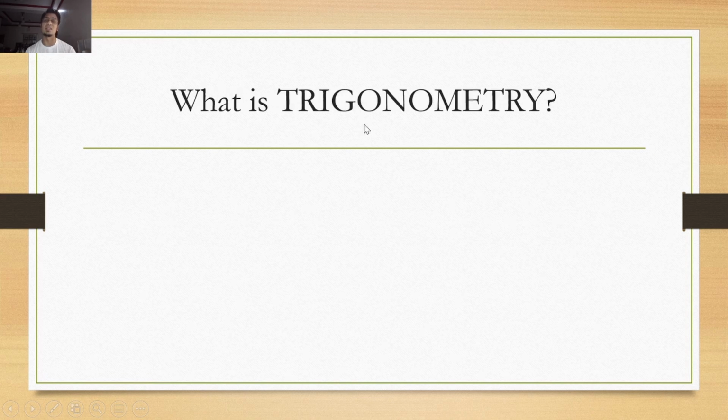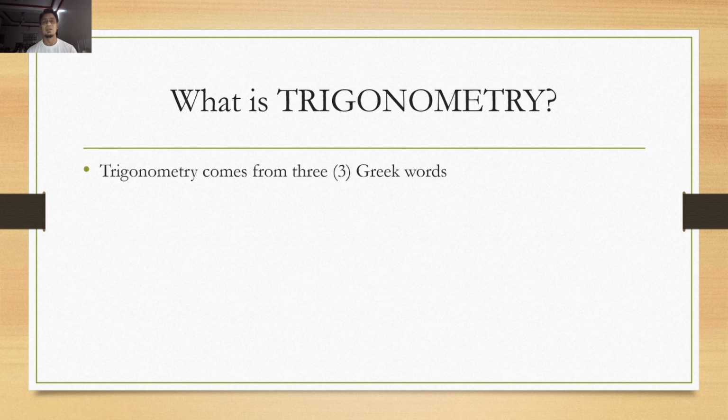Okay, since we will be talking about trigonometry, let's first start with the question, what is trigonometry? Ano ba itong tinatawag natin na trigonometry? Now, trigonometry comes from 3 Greek words. Lahat po ng salita may pinanggagalingan. Lahat ng bagay may pinanggagalingan. So, even yung salita nating trigonometry in math, meron din po siyang pinanggalingan. At ang pinanggalingan niya, 3 Greek words.